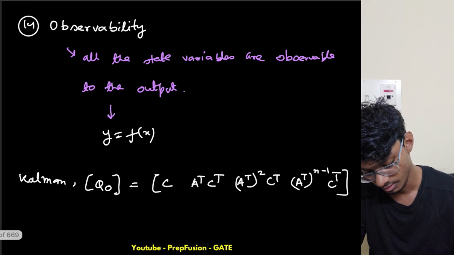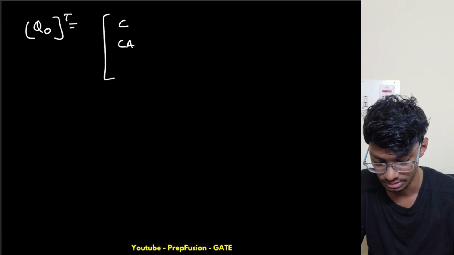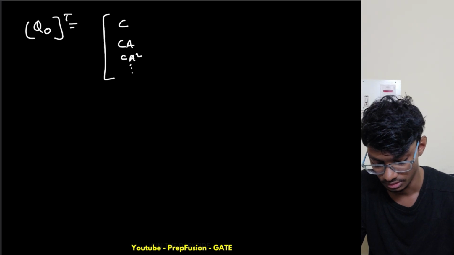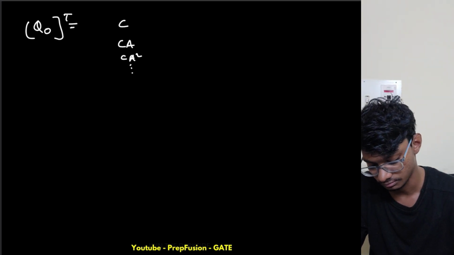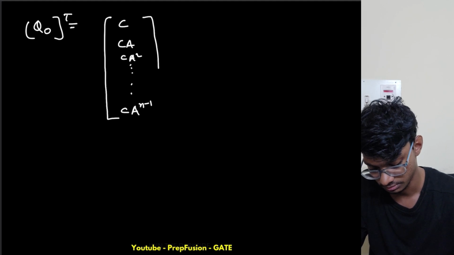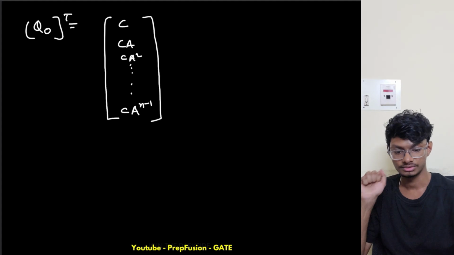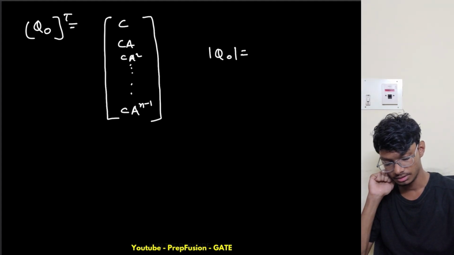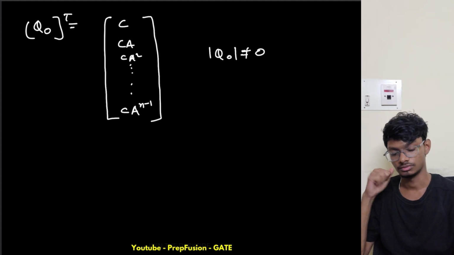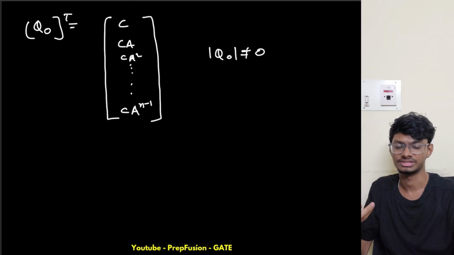This is C transpose, actually C transpose only, and this is CA, this is CA square, and this goes on until C raised to power n minus 1. Okay, so what does this mean? This means that my determinant will be not equal to 0, for my system to be observable. So this was basically what Kalman gave.